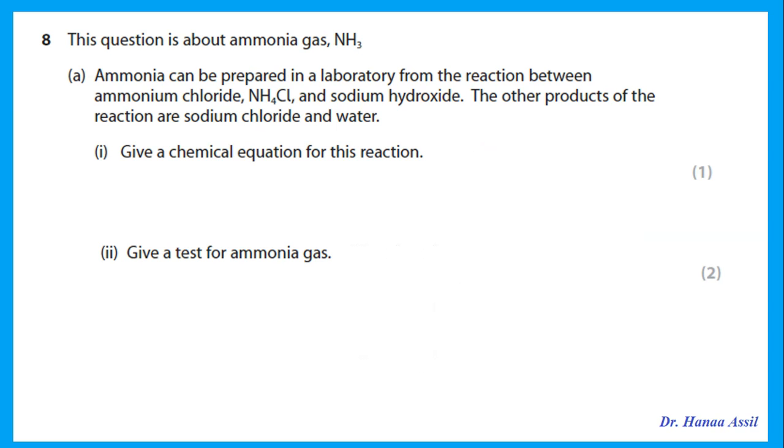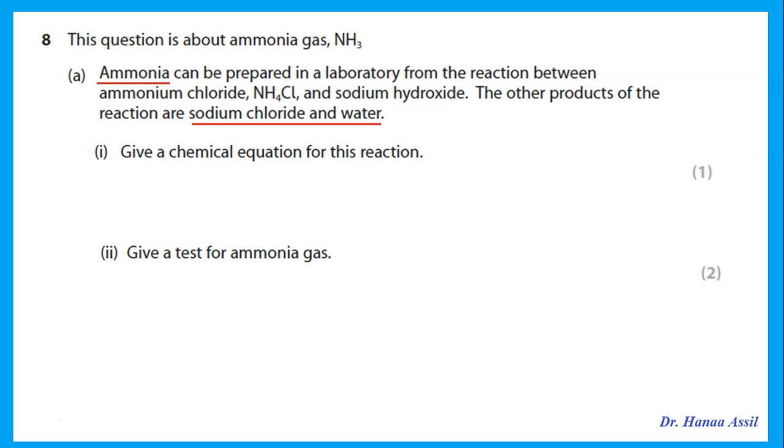This question is about ammonia gas. Ammonia can be prepared in a laboratory from the reaction between ammonium chloride and sodium hydroxide. Remember that we said the test for ammonium was add sodium hydroxide, it gives ammonia gas. And we are told the other products of the reaction are sodium chloride and water. Give a chemical equation for this reaction. So we are already told we are reacting ammonium chloride with sodium hydroxide, and the products are ammonia, sodium chloride, and water. And you just write them as symbols.